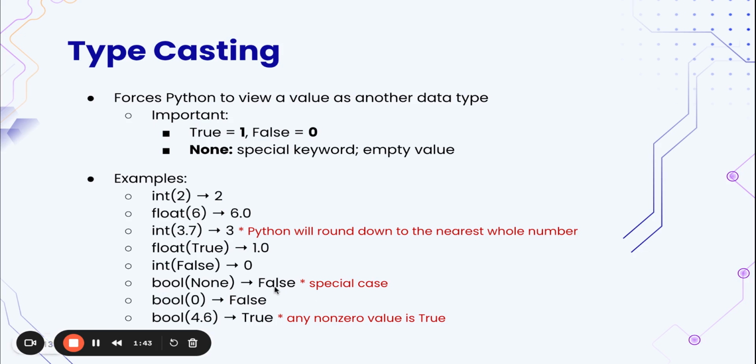Bool none, we get false. This is a very special case that you should remember. Bool 0 is also false. This is another special case that you should also know. And the last example, bool 4.6, and then if this code is run, we get true. So any non-zero value is true.